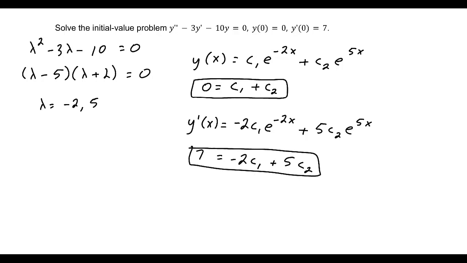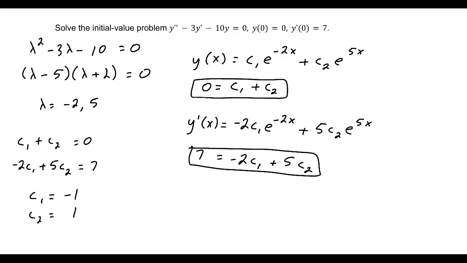Combining these together, we have this system of equations: c sub 1 plus c sub 2 equals 0, and negative 2 times c sub 1 plus 5 times c sub 2 equals 7. I would use some elimination here. I'd multiply the first equation by 2, and then add them together. And this leads us to see that c sub 1 equals negative 1, and c sub 2 equals positive 1.